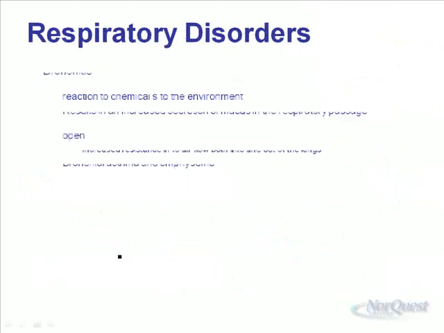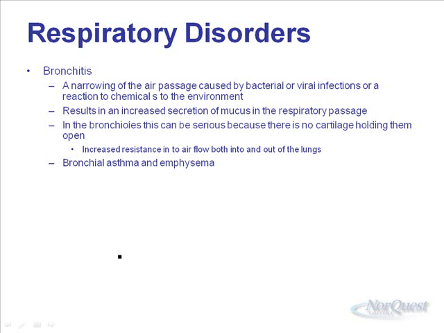In terms of disorders, most respiratory disorders are infections. Bronchitis is a narrowing of air passageways caused by bacterial or viral infections, or it can be a reaction to a chemical in the environment. It results in an increase of mucus. So what's happened is bacteria or a virus has attached itself to the bronchus. It's reproducing there, and what your body's trying to do is produce mucus so that it can be pushed out and coughed out of your body.